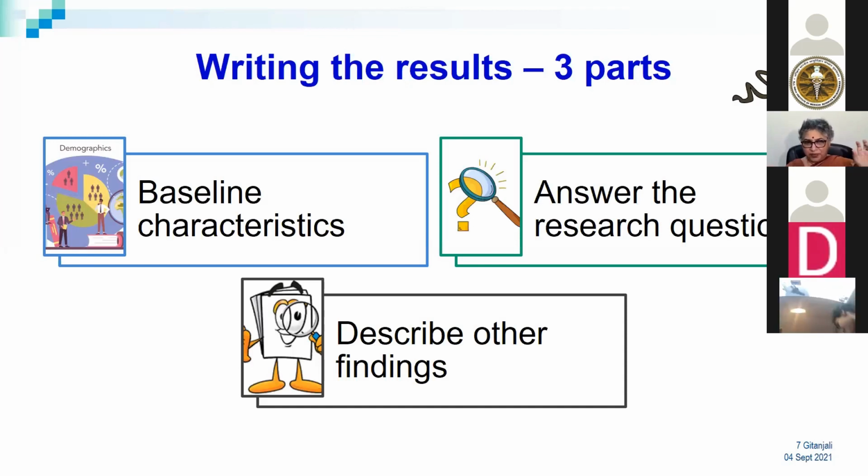Initially, the baseline characteristics of your study subjects or participants. Second, you will answer the research question. Thirdly, you will describe the other findings. If you divide your results section into these 3 parts, you will be very clear about it.